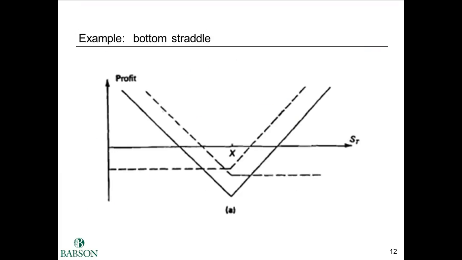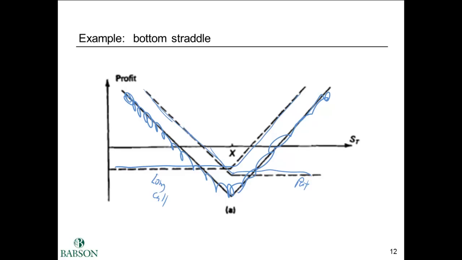So notice the dotted lines. Here's our long put, and here's our long call. And we end up with something that looks like a V. Well, why would you want to do something like this?